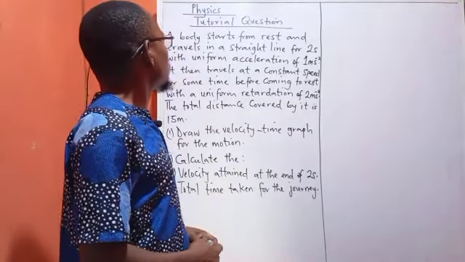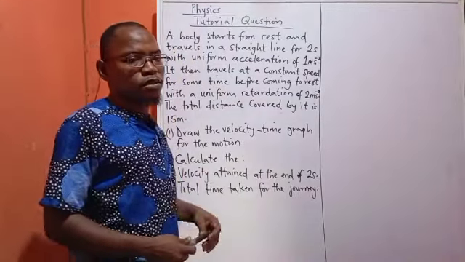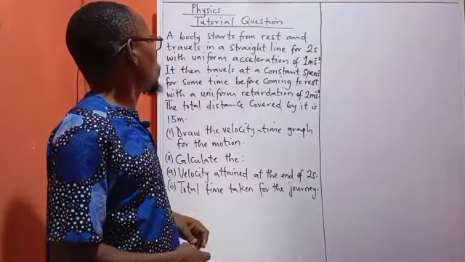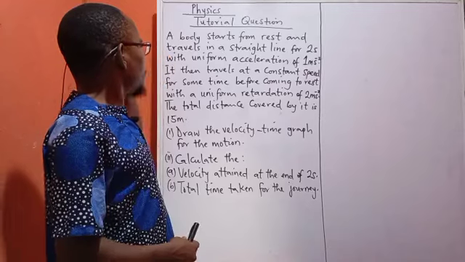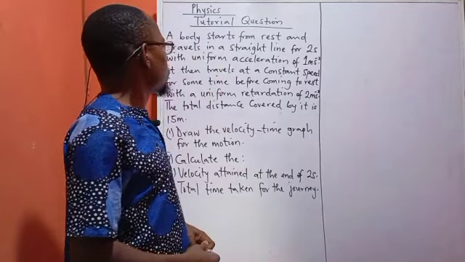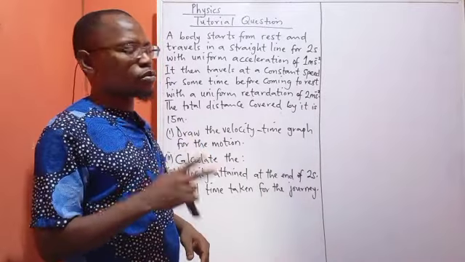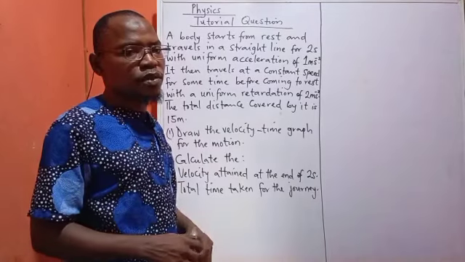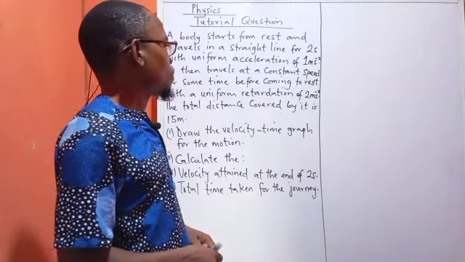Today we want to look at physics. So our tutorial question will be based on a physics question, and the question goes thus: a body starts from rest and travels in a straight line for 2 seconds with a uniform acceleration of 1 meter per second square.